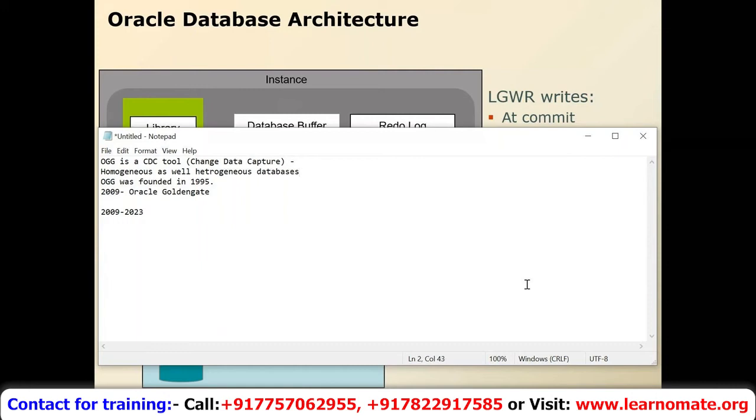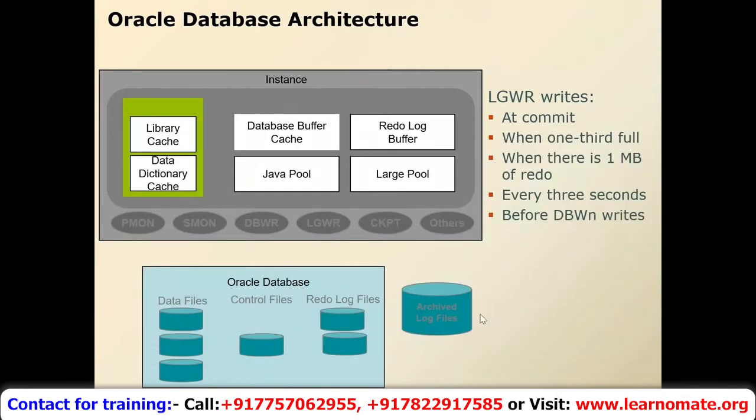Homogeneous means it supports Oracle database, as well as non-Oracle databases which include MySQL, DB2, SQL Server, Postgres, to name a few. Along with that, there are a lot of other databases which it supports. Now the question comes, what does this change data capture tool mean, or from where does GoldenGate capture the data? Each database has its own transaction logs where the changes are stored. In case of Oracle, those changes are stored in the redo log file or archive log file.